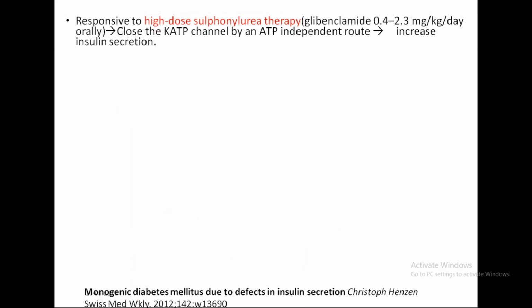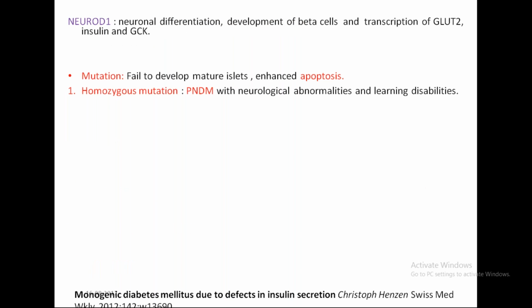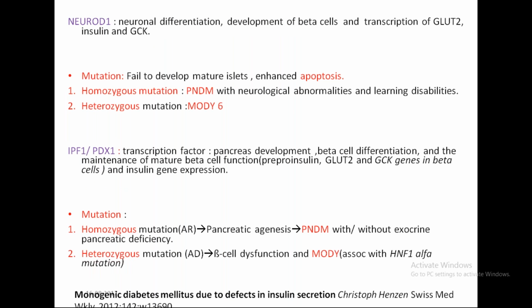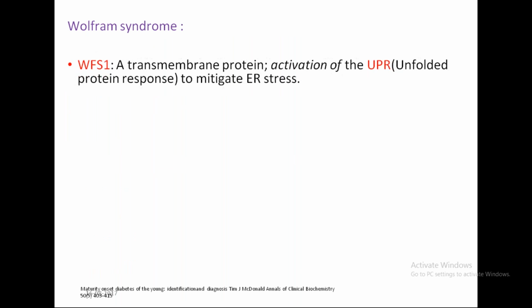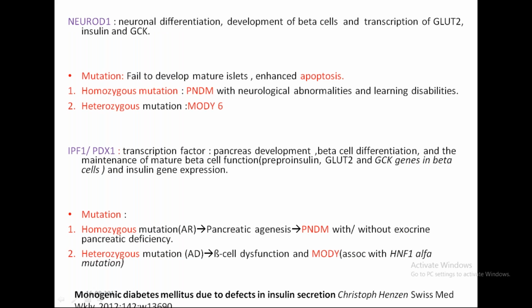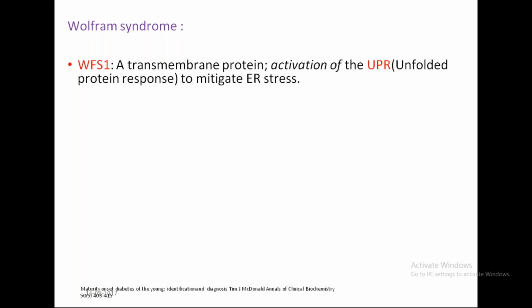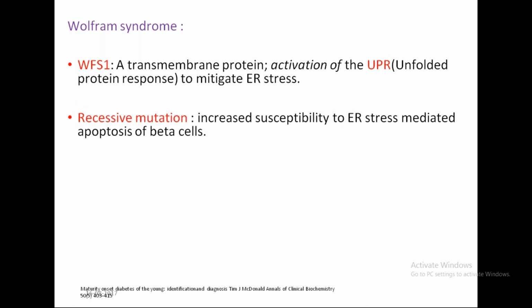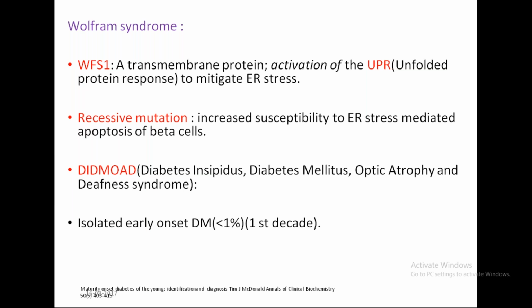These are all similar monogenic forms which are not very much required. Coming to the syndromes, some important syndromes which can be asked, I will just touch upon. Wolfram syndrome is a WFS1 gene mutation. It is a transmembrane protein, and it activates the UPR, the unfolded protein response, to mitigate endoplasmic reticulum stress. It has a recessive mutation with increased susceptibility to ER stress-mediated apoptosis, so beta cell loss can occur.